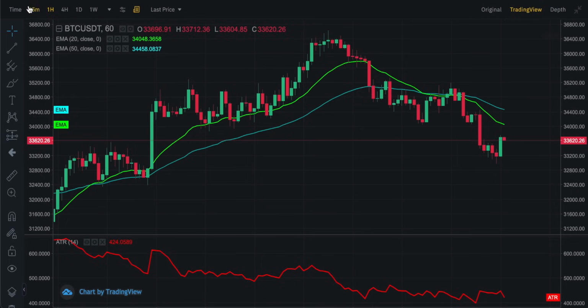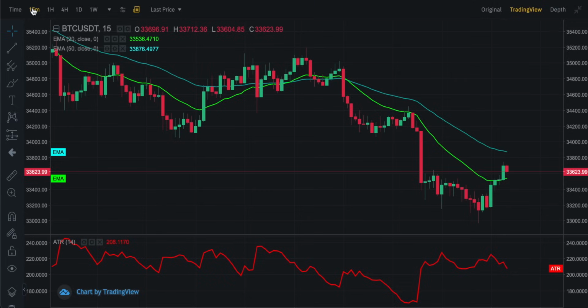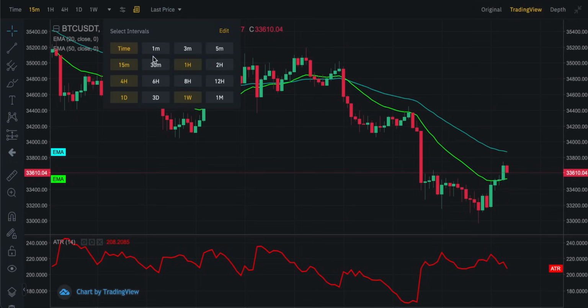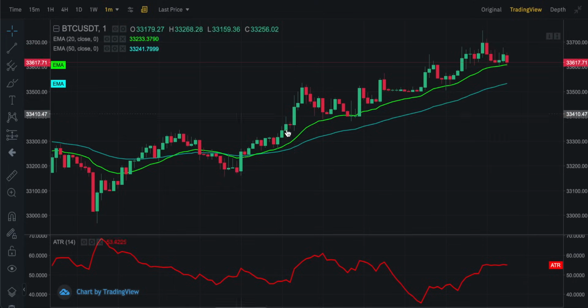If I now change this to the 15-minute chart, what you should see is the ATR will reduce. Now the biggest move within 15 minutes is about $200. Of course, the price can move more given more time. If I reduce the time further, so I come down to a 1 minute chart, the price can't really move too much within 1 minute. So you can see the ATR is around $50.